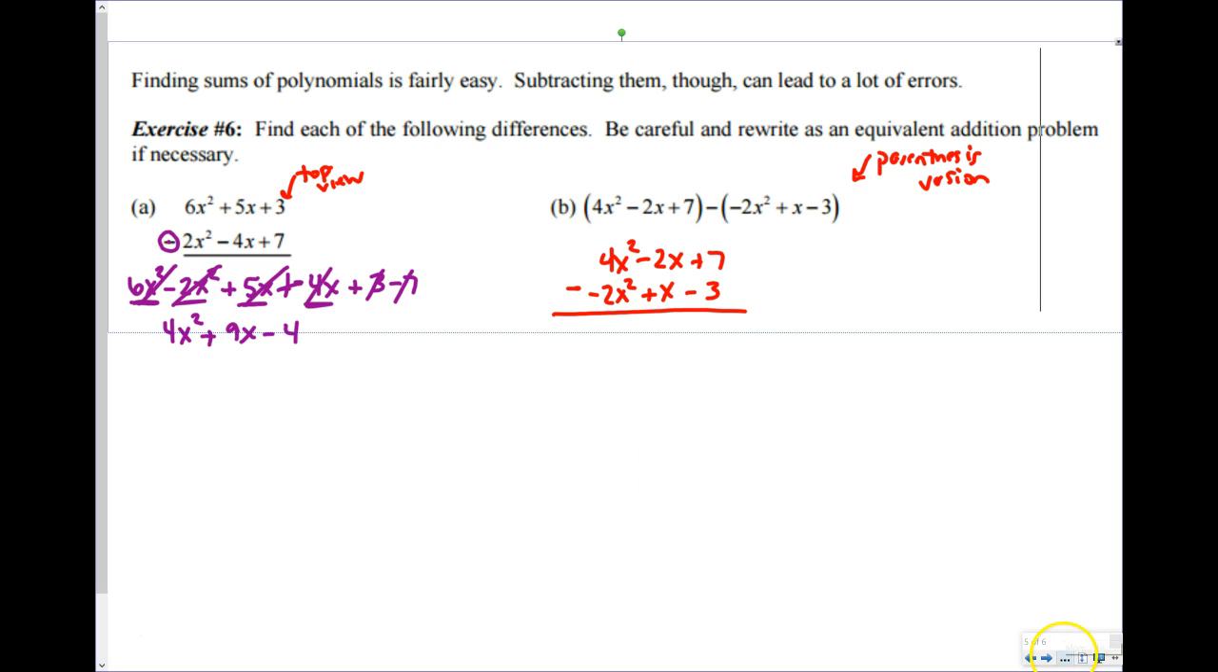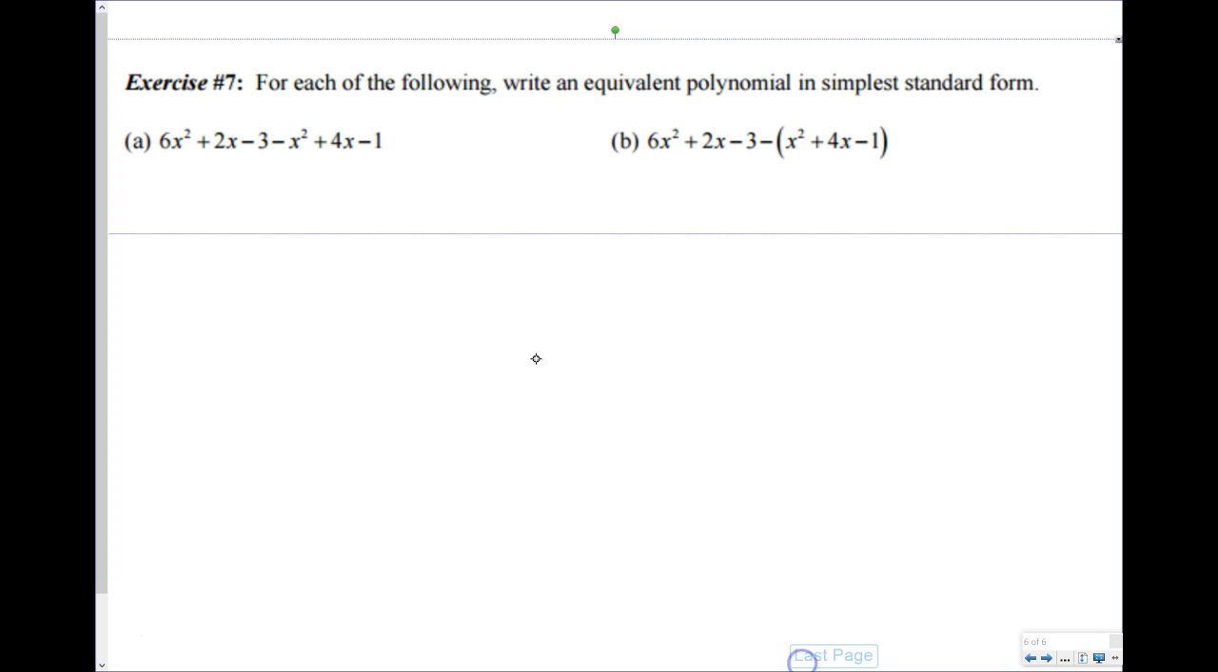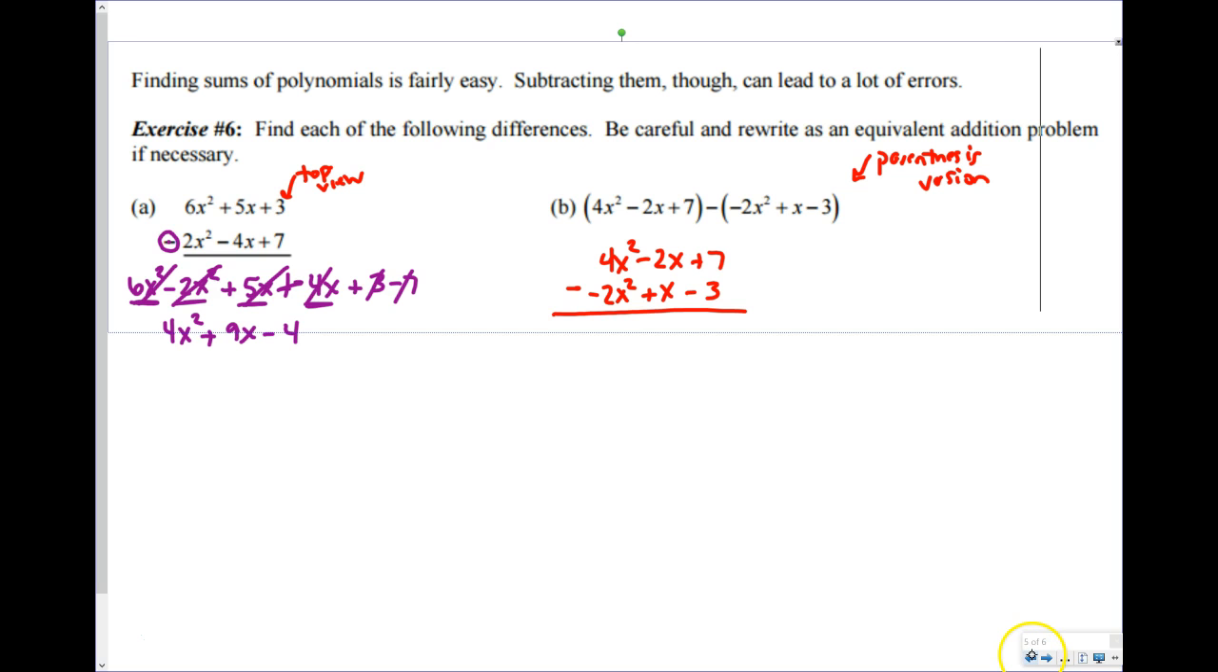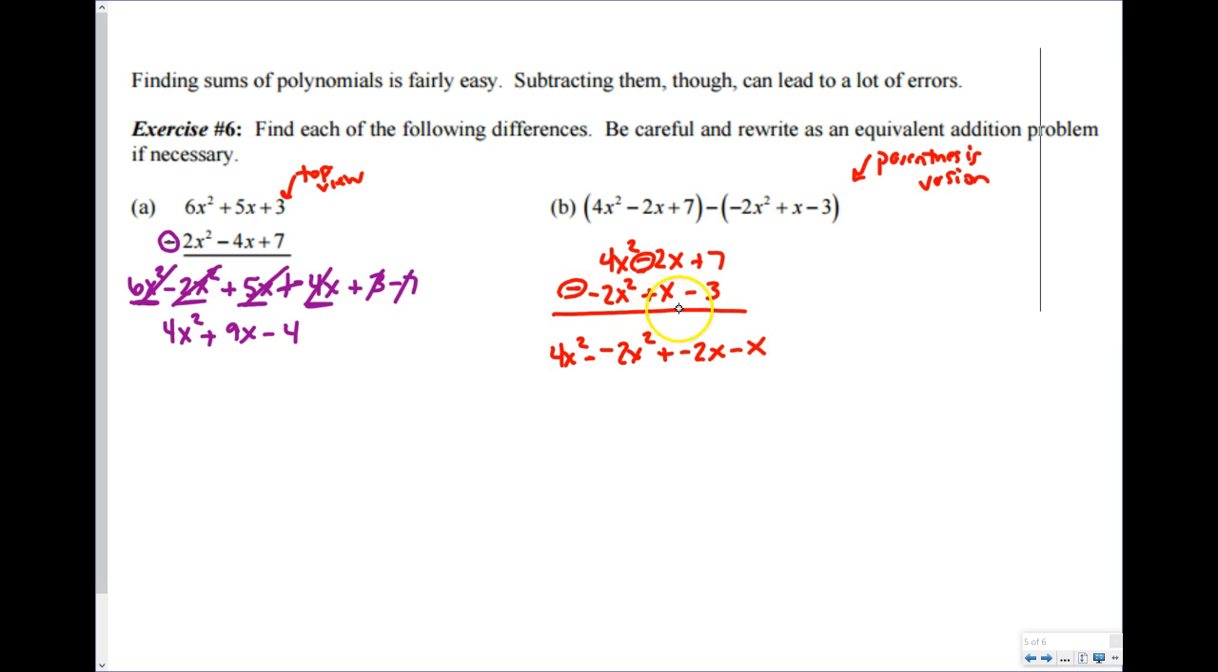Okay, now I can rewrite it the way I like to here. So this becomes 4x squared minus negative 2x squared plus, here, be careful here, there's a minus sign right here, plus negative 2x minus an x, and then plus 7 minus negative 3. So do you see how many times I have to be very careful with my signs here? I have to be so careful when I am doing this subtraction, because signs will really confuse you.